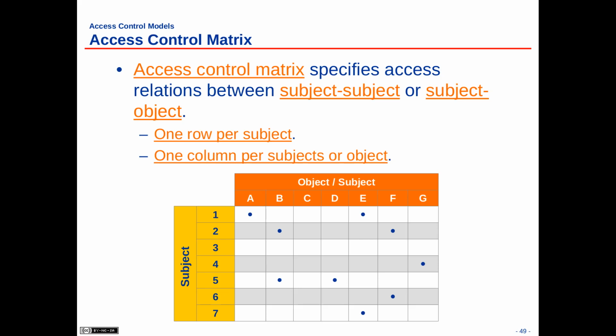All this does is say that these are the subjects and these are the objects and what subject one can do with objects A through G. Subject one can work with, can access object A and E, and that's all this is, right? I don't think it's a very productive way of doing something like that.